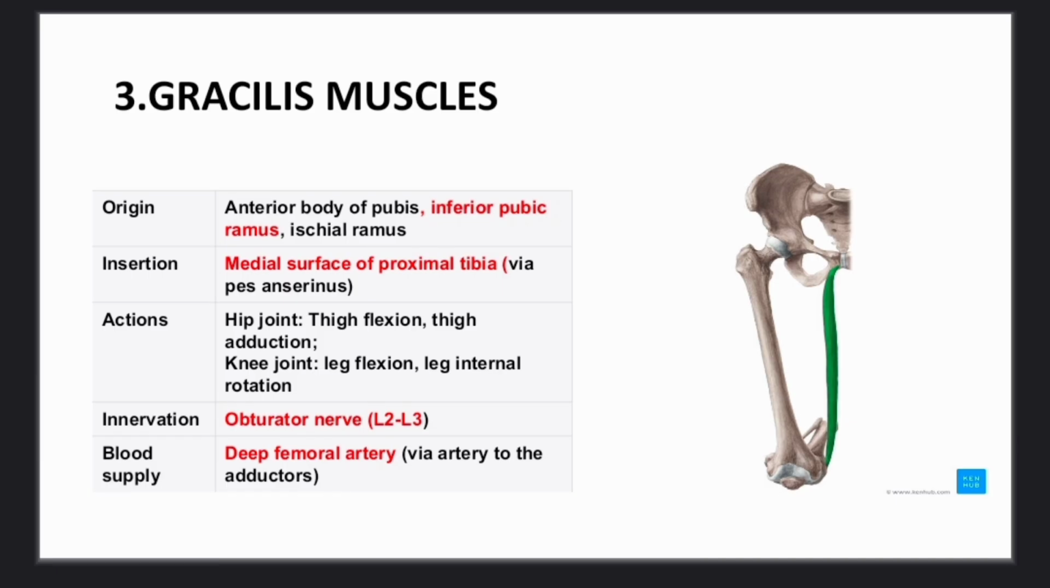And innervation: the gracilis is supplied by the obturator nerve. Blood supply: it receives blood from branches of the deep femoral artery, that is profunda femoris artery. And gracilis is the only adductor muscle that crosses both the hip joint and the knee joint. Because it crosses the knee, as you can see from the insertion point on the proximal tibia, it can help in leg flexion and internal rotation.